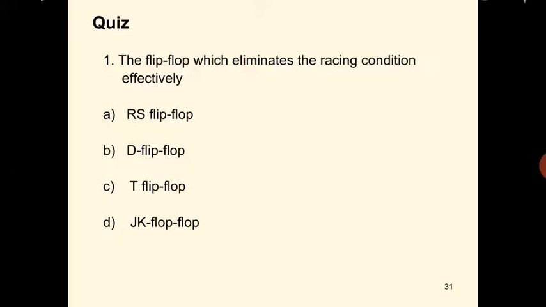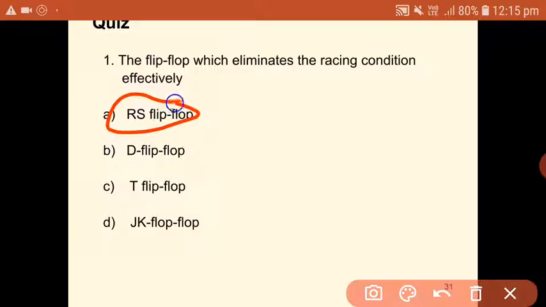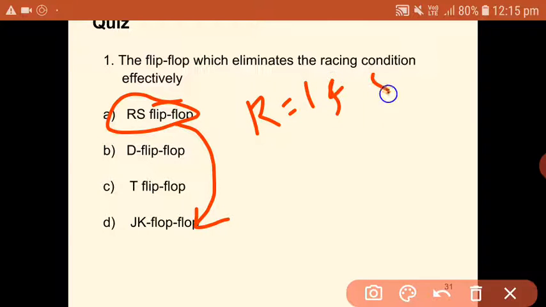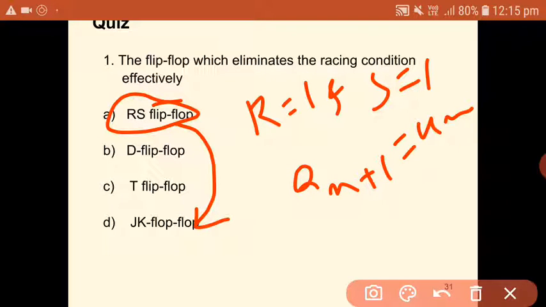The racing problem is present in the RS flip-flop, and that's why we are moving from the RS flip-flop to the JK flip-flop. What do you mean by racing problem? When R is equal to 1 and S is equal to 1, the output Qn plus 1 is undefined. This is called the racing problem, and in order to avoid it, we are moving from the RS flip-flop to the JK flip-flop.